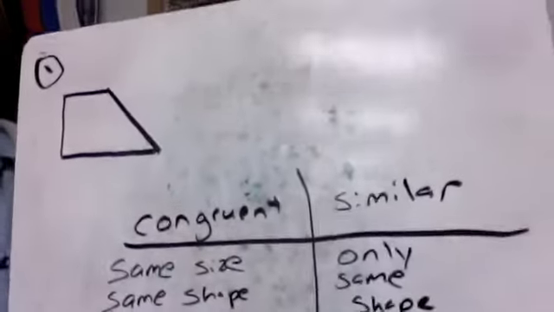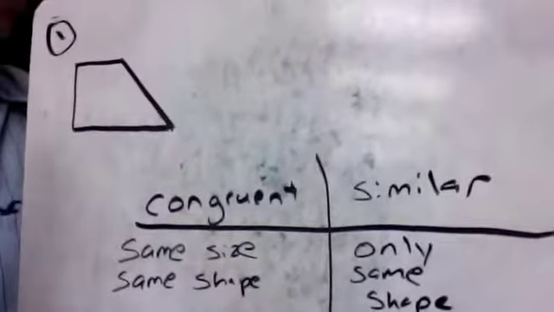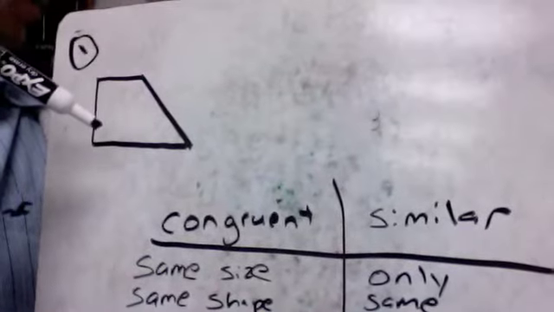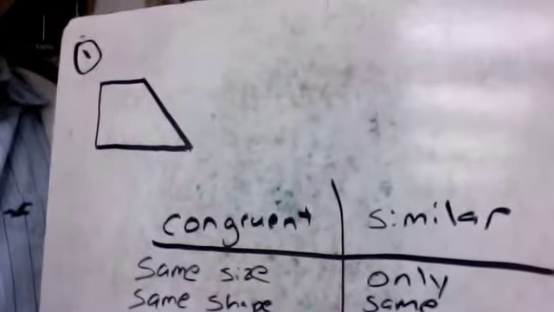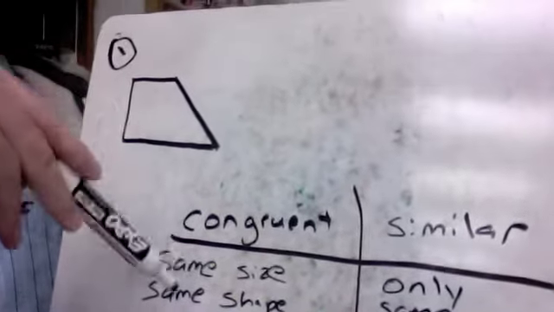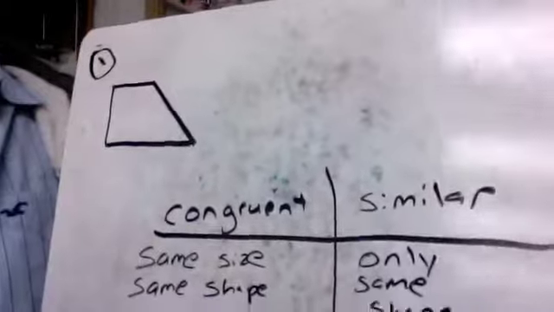First question on your assessment. We got this trapezoid that we got off of page 445, part A. They just want you to draw a congruent shape to this. Congruent shape means it has to be the same size and it has to be the same shape.